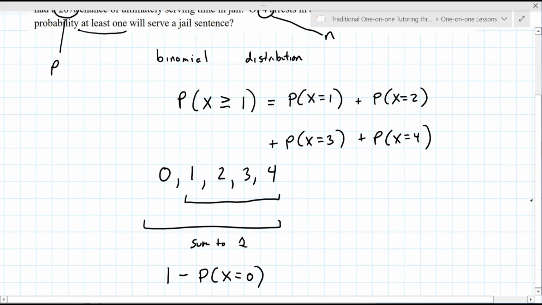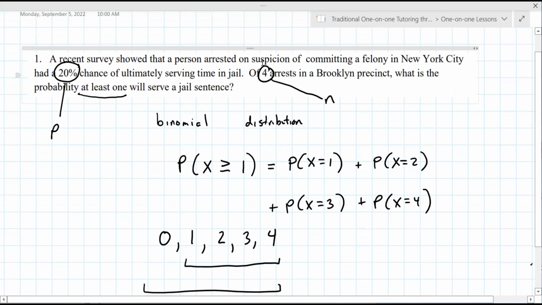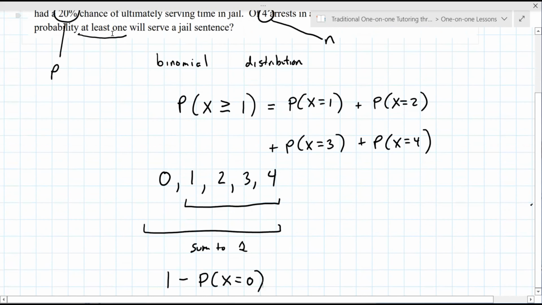But you'll soon see, especially if this size 4 gets larger, you don't want to be adding up much. Like let's say it was 40, you wouldn't want to add up 1 to 40. That would take too long. So that's why they ask this question. They say at least 1 because they want to know, will you calculate the probability that it's 0 and subtract it from 1?